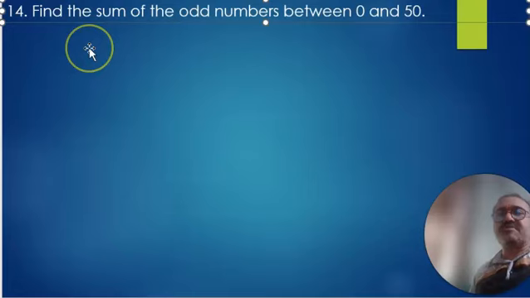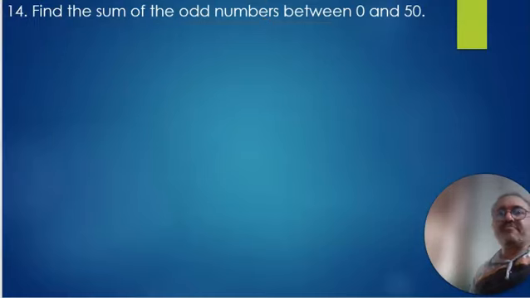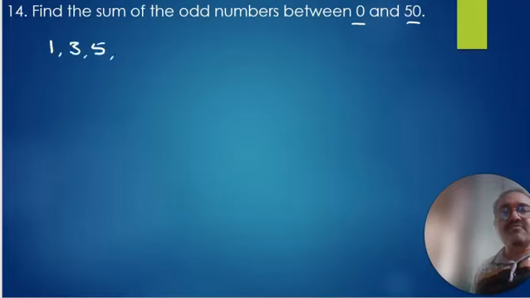Find the sum of the odd numbers between 0 and 50. 0 ki 50 ki మధ్యలో ఉన్నటువంటి odd numbers. It is nothing but sum of the odd numbers up to 50. So first odd number is 1. Next one 3, 5, 7, so on. In between means, so last odd number is 49.